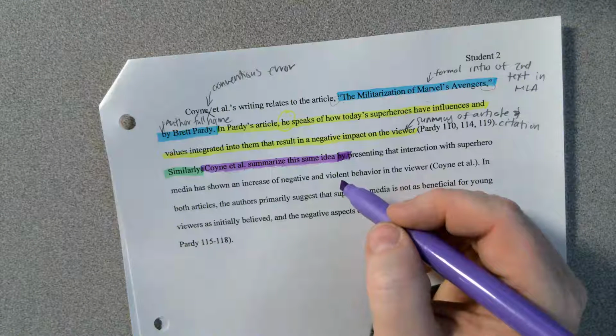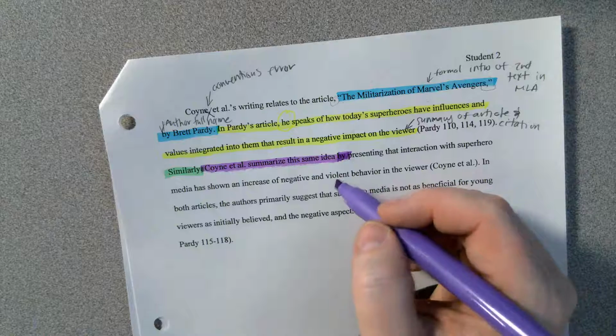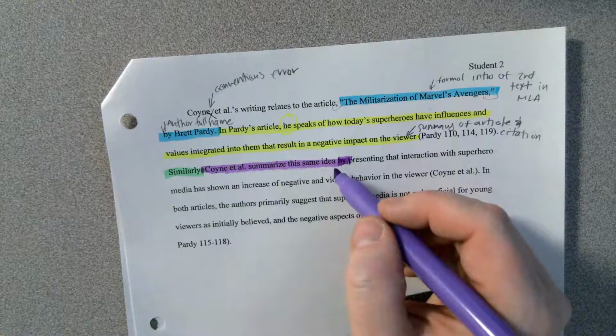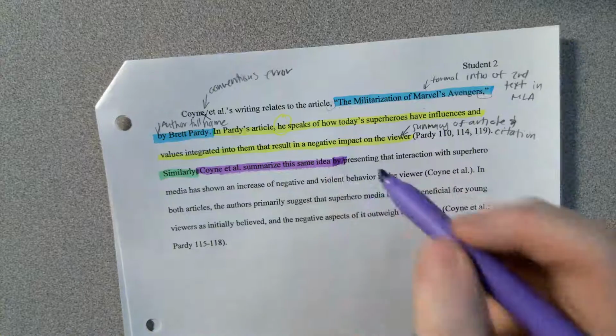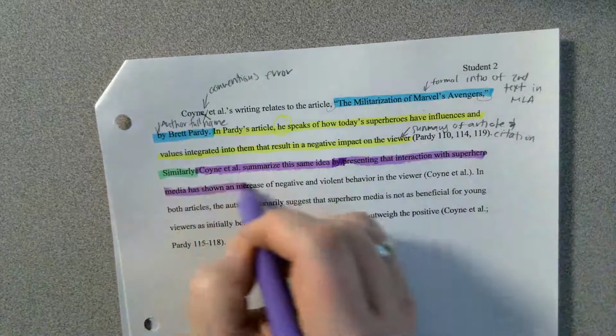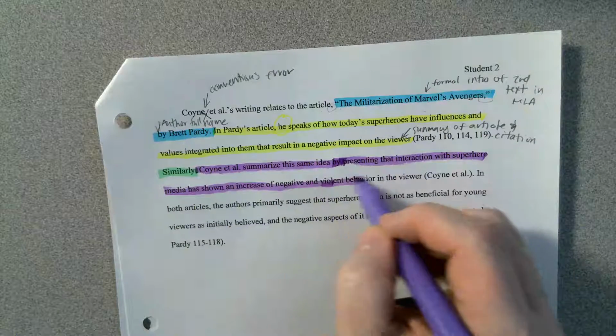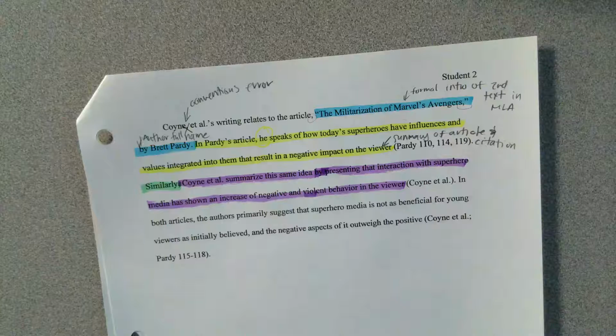Because you've only told me that there is a connection, you haven't told me how it connects, right? So if they would have stopped here, I wouldn't be happy. But I need the why does it connect? What are the details? By presenting that interaction with superhero media has shown an increase of negative and violent behavior in the viewer. I love it. So they've connected these two really beautifully.